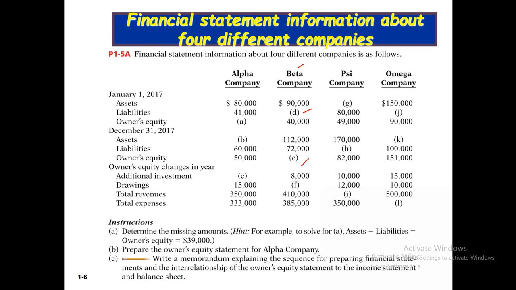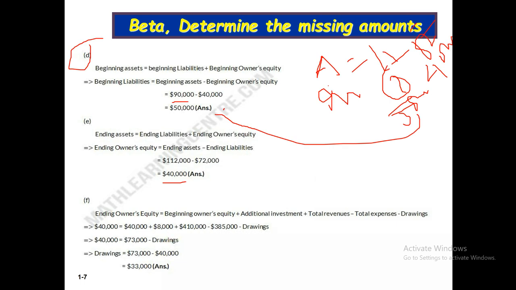Now the F, that means we need to calculate drawing. We have no drawing here. So drawing is the missing figure here. So this is our drawing, the missing figure. We can calculate drawing as a missing figure. That means this is the drawing, 33,000. Okay, I think everybody is clear.